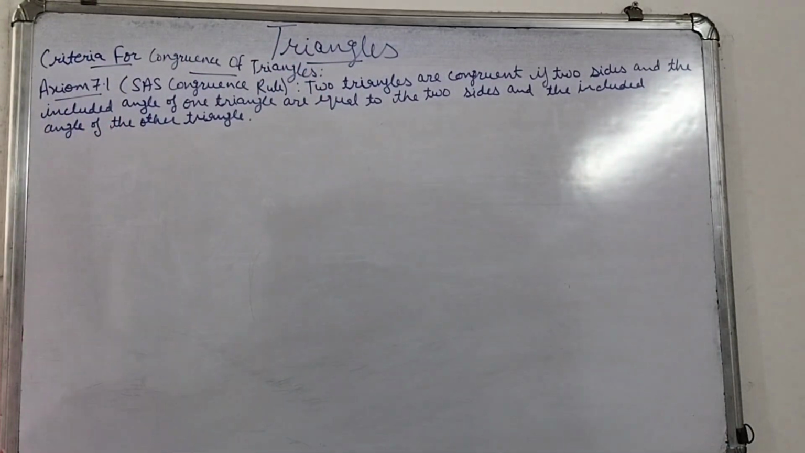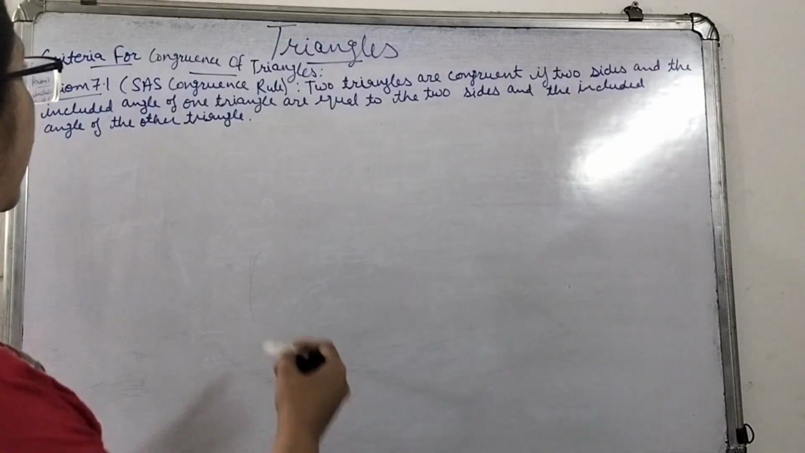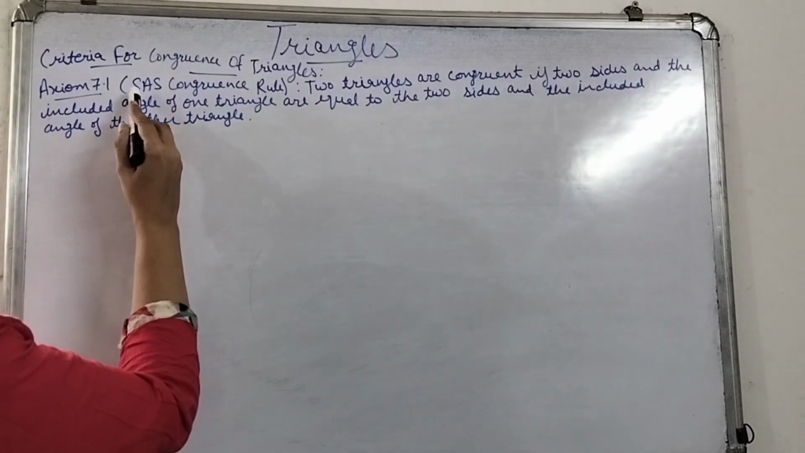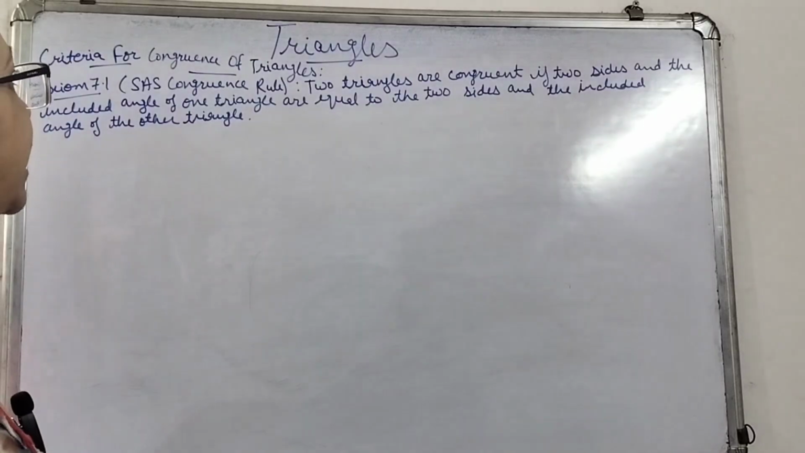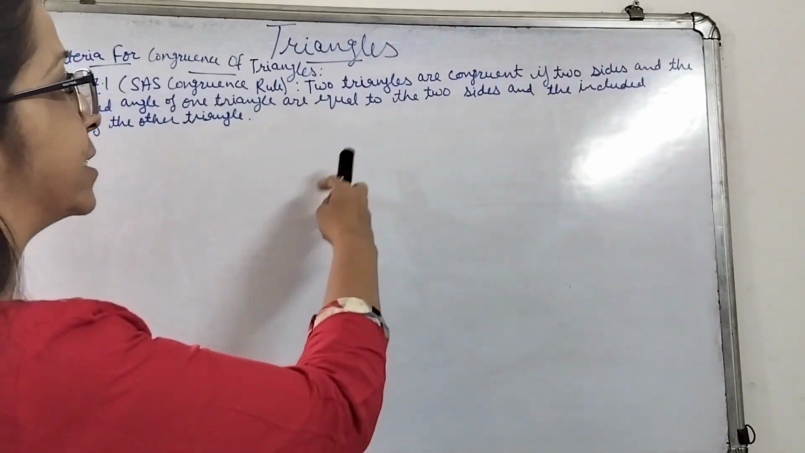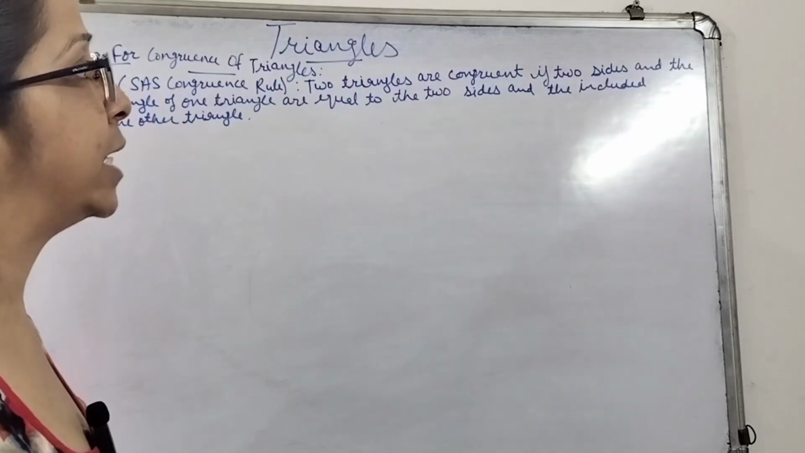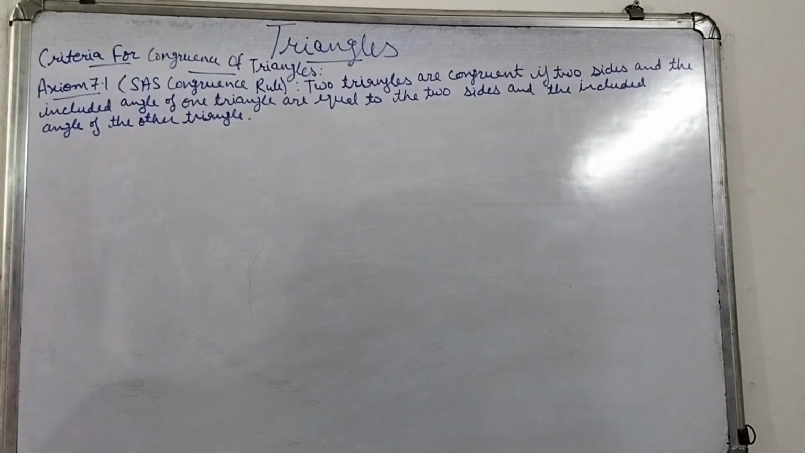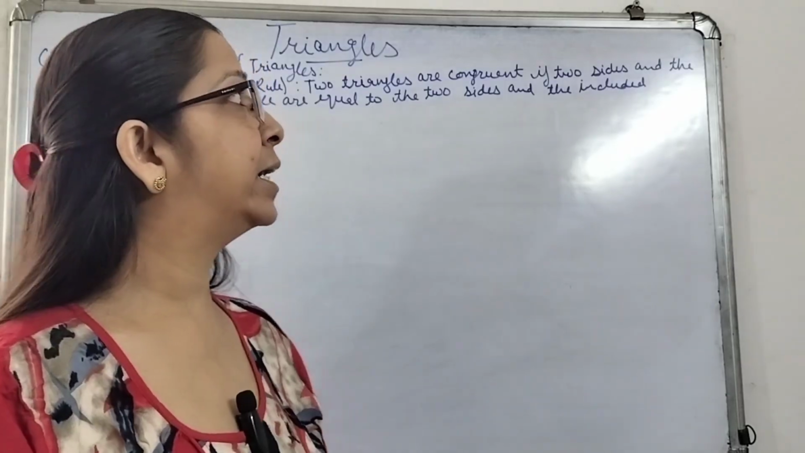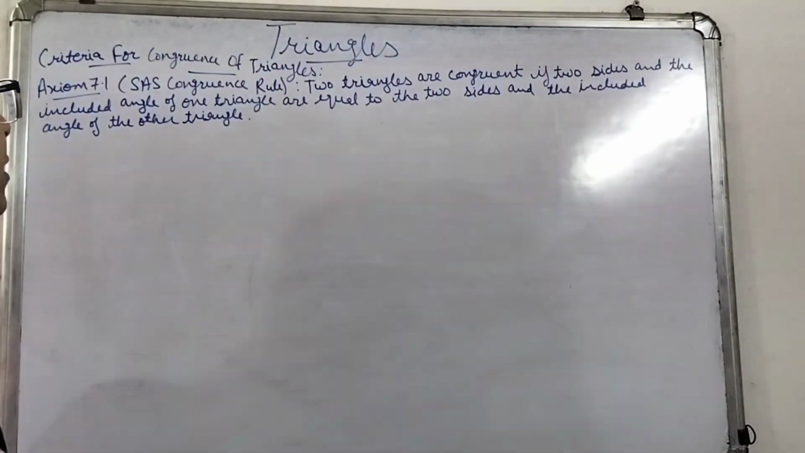First is axiom 7.1, that is the SAS congruency rule. SAS refers to the side angle side congruency rule. According to it, two triangles are congruent if two sides and the included angle of one triangle are equal to two sides and the included angle of the other triangle.